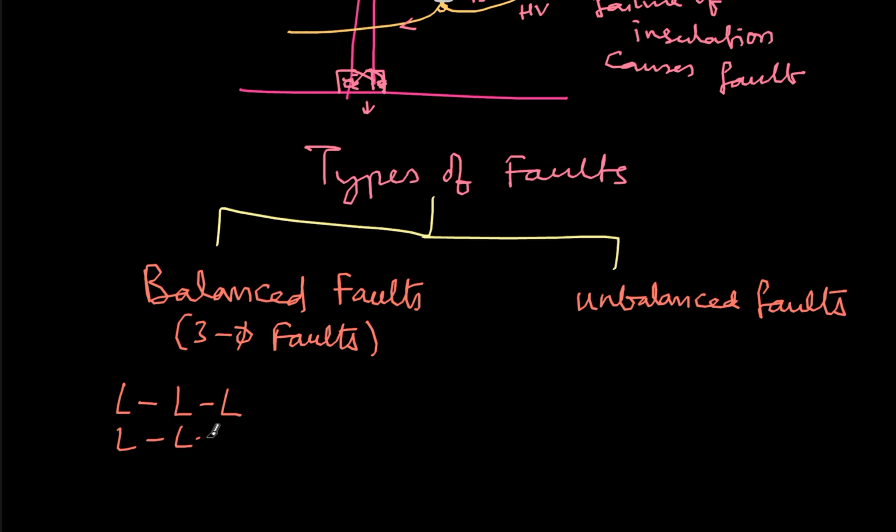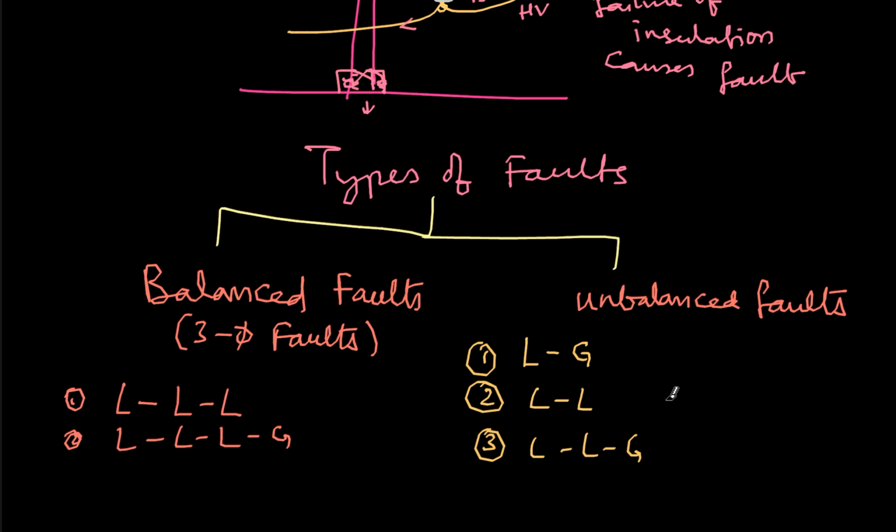You can also consider the LLLG fault. All three lines are connected to themselves, and that in turn is connected to the ground. So this is the LLLG fault. So these are the two types of balanced faults here. Under the unbalanced faults, I can talk about the line to ground fault. This is the most common, and then the line to line fault, and then the double line to ground fault. So these are the three types of unbalanced faults.